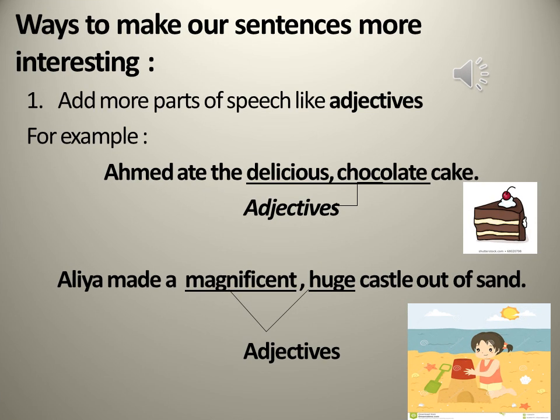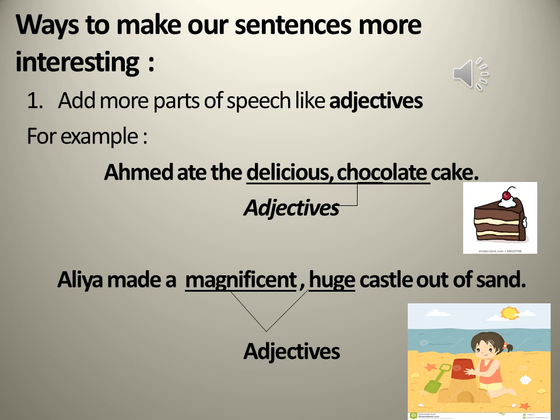Now I will be telling you about ways to make our sentences more interesting. The very first one is to add more parts of speech like adjectives into your sentences. Let's look at the example. Ahmed ate the delicious chocolate cake. Now you see, I could make a simple and easy sentence by saying that Ahmed ate the cake. But I've added two adjectives, delicious and chocolate, to make my sentence more interesting.